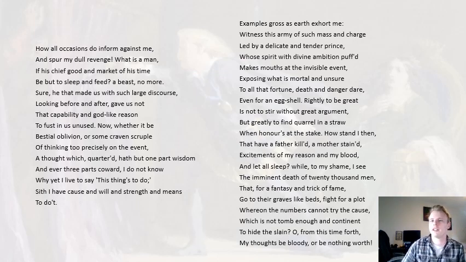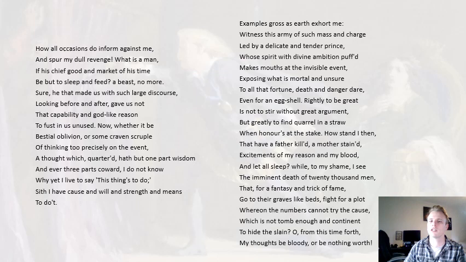Whose spirit and divine ambition puffed, makes mouths at the invisible events, exposing what is mortal and unsure to all that fortune, death, and danger dare, even for an eggshell. So Fortinbras will put himself in danger. He will expose what is mortal and unsure, so his life, again through that metaphor, to all that fortune, death, and danger dare, so to the dangers of the future, and he'll do it for an eggshell. He'll do it for no real cause.